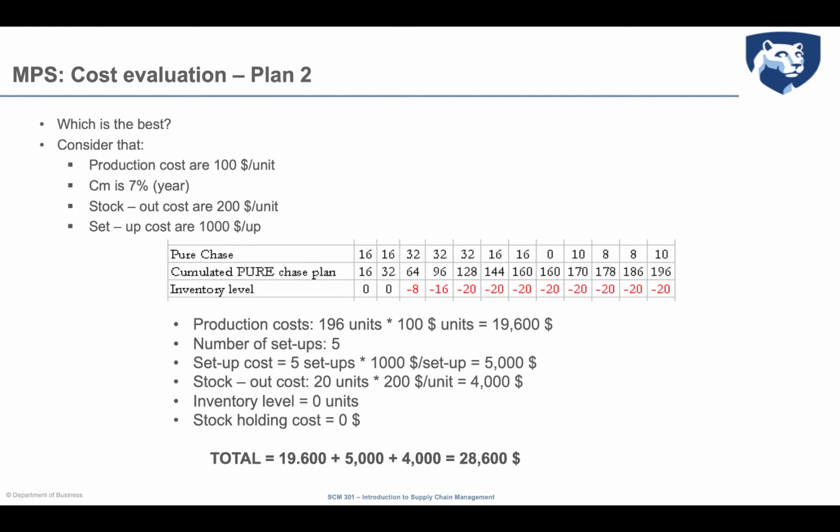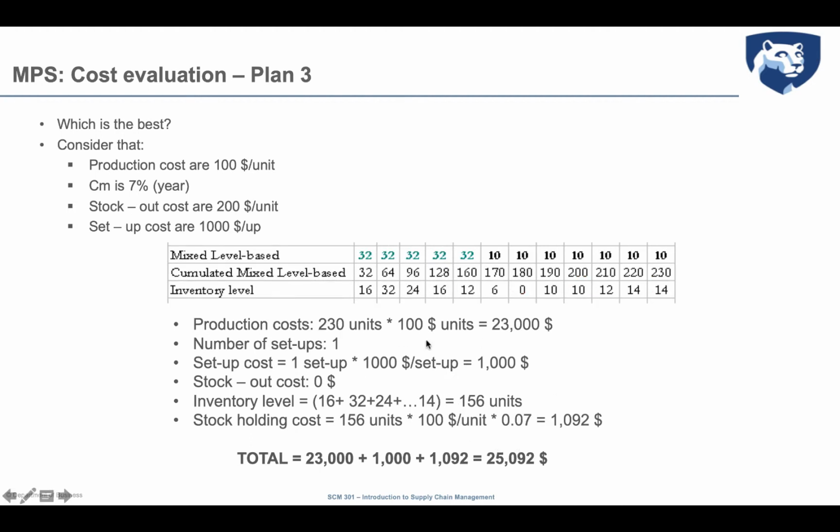Then let's switch to the mixed strategy. This is the mixed level based plan. So, first of all, how much does it produce? 230. How much are the production costs? 23,000, because it's 230 units multiplied by $100 per unit.